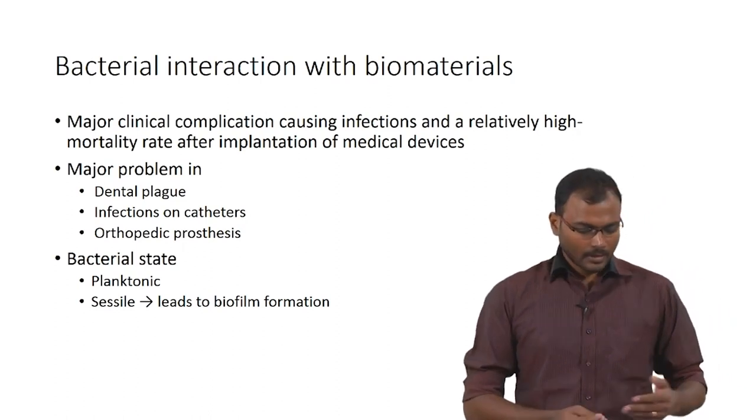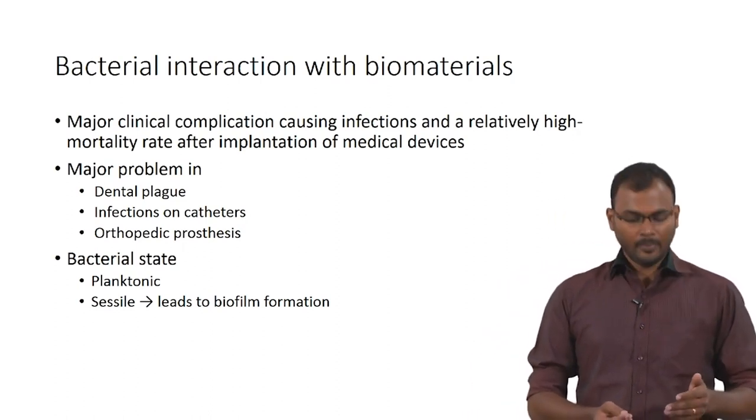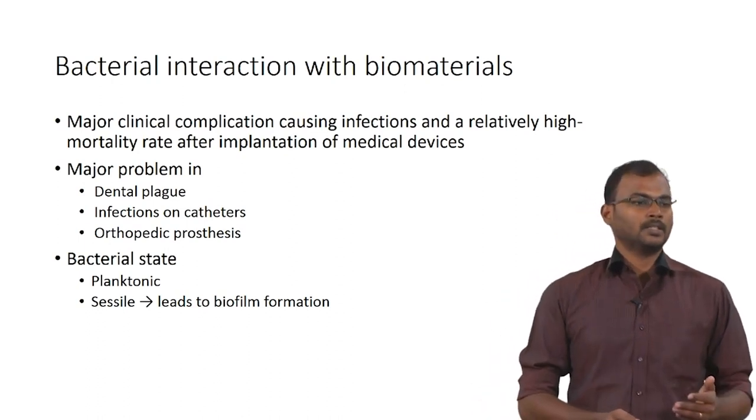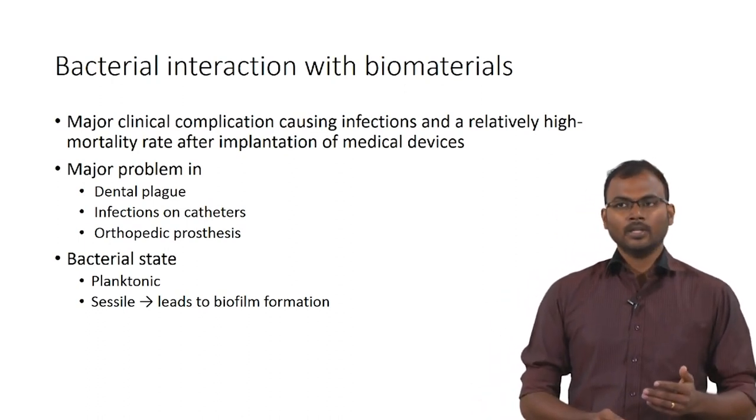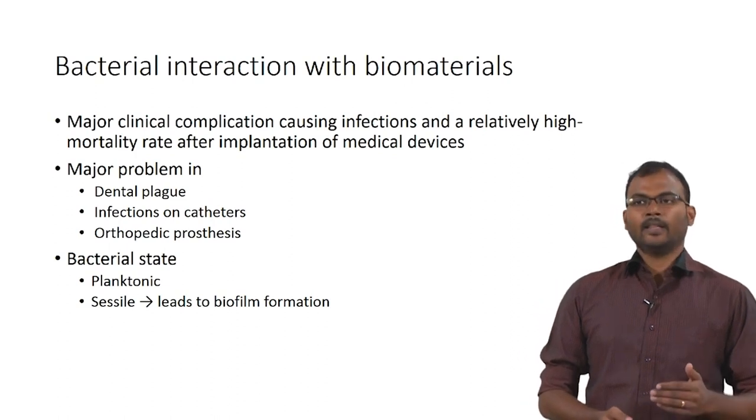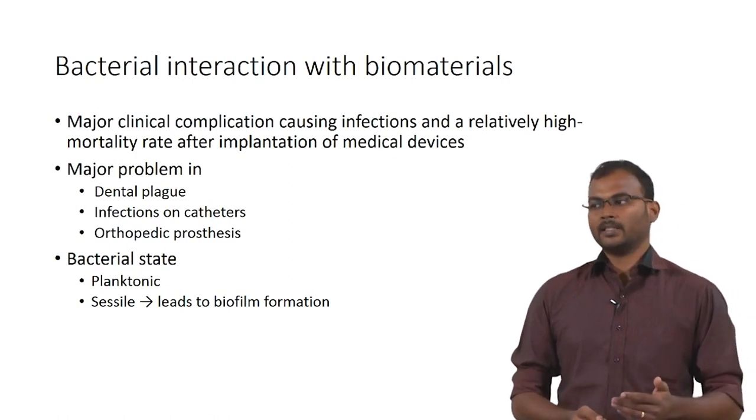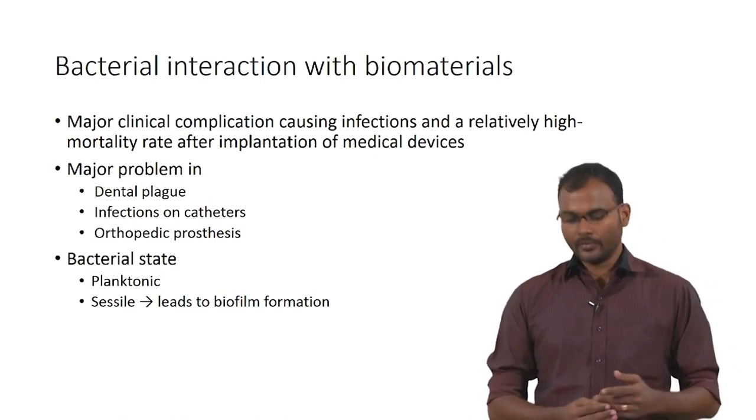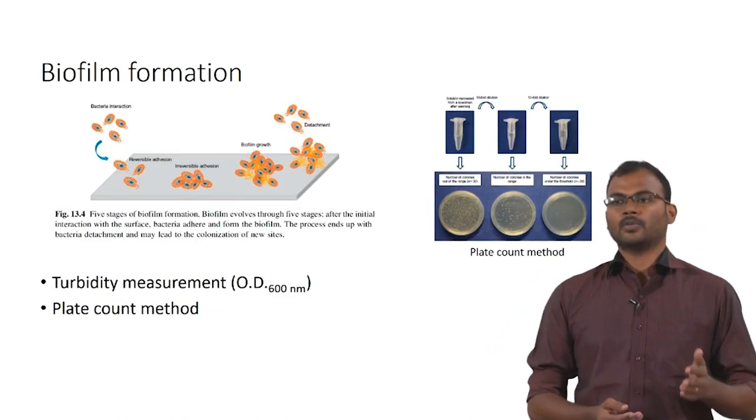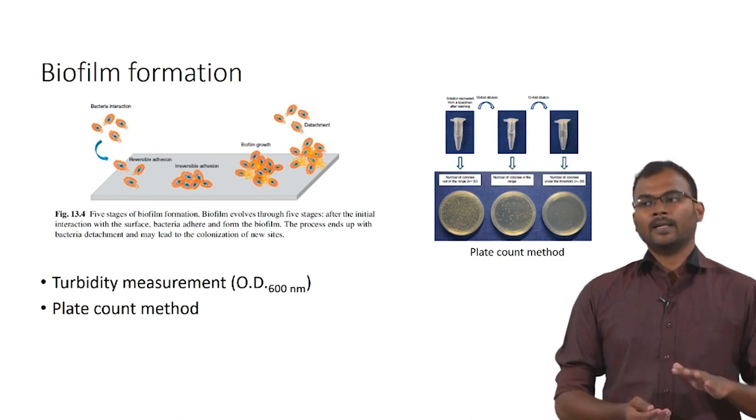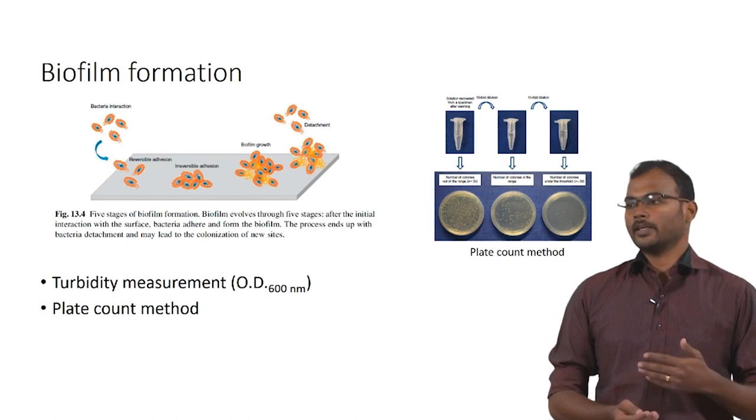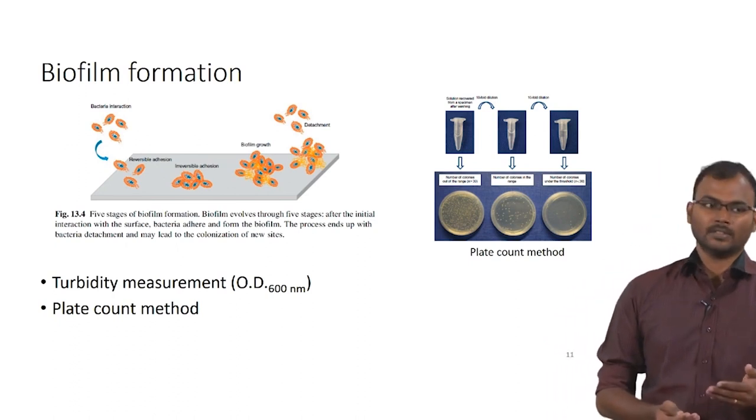In normal conditions, bacteria are in a planktonic state, suspended in the liquid solution. But when bacteria adhere onto the material surface, they become sessile, which leads to the formation of biofilm. So what is biofilm? A normal bacterial adhesion is reversible, and due to shear force it can be easily removed from the surface.